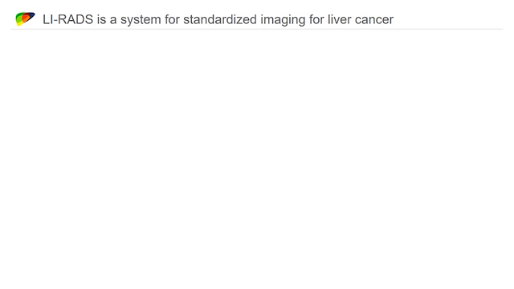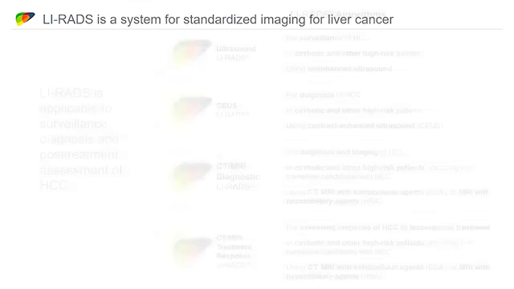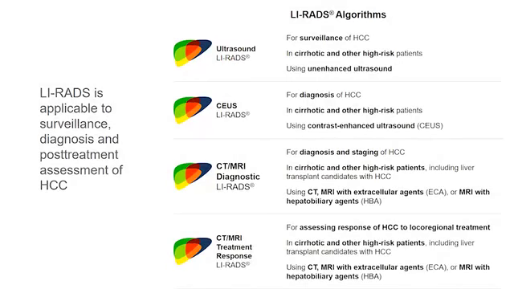So what is LIRADS? LIRADS is a system for standardized imaging for liver cancers. And we have 4 algorithms in the current LIRADS system. Ultrasound LIRADS is dealing with surveillance of HCC. Contrast-enhanced ultrasound LIRADS is used for diagnosis of HCC. CT/MRI diagnostic LIRADS is used for diagnosis and staging of HCC. And CT/MRI treatment response LIRADS is used for assessment of treatment response following locoregional treatment.